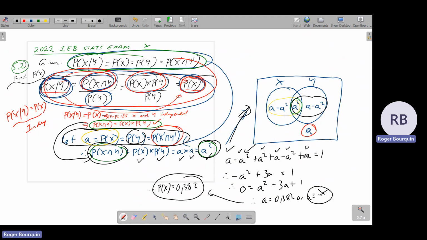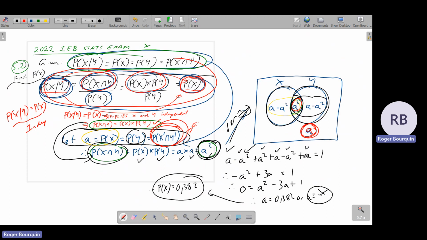Then what I did was I drew a Venn diagram, with X and Y. I started with the inside: the probability of X and Y is A squared. But they also told me about the probability of not X and not Y. Not X and not Y means both have to happen; in other words, it has to be neither of them. It's that space over here. So the probability of not X and not Y is also equal to A.